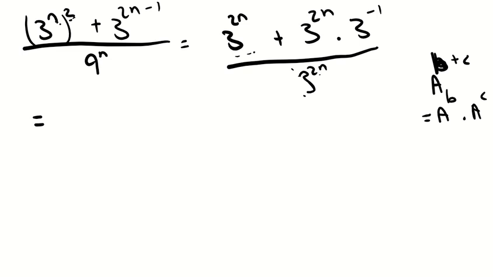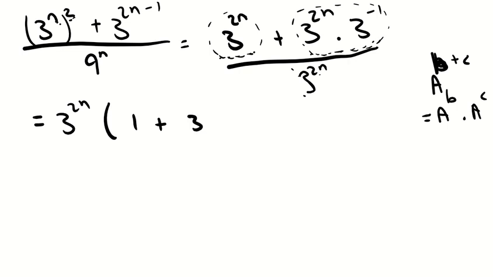If you look on the left, we have 3 to the power of 2n. If you look on the right, we also have 3 to the power of 2n multiplied by 3 to the power of -1. So we can take out 3 to the power of 2n as a common factor. 3 to the power of 2n goes to 3 to the power of 2n once, and leaves 3 to the power of -1. And then we have 3 to the power of 2n here.